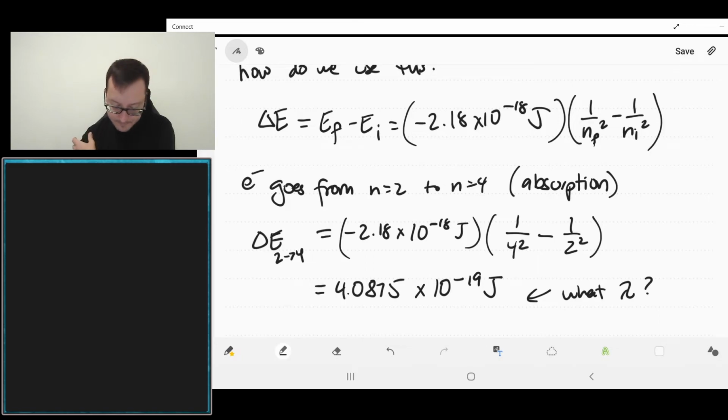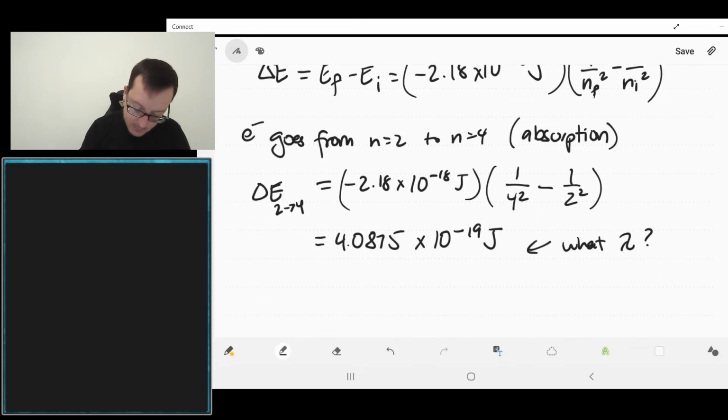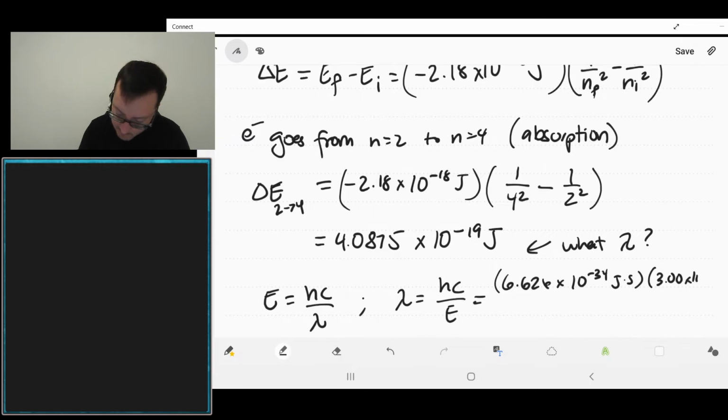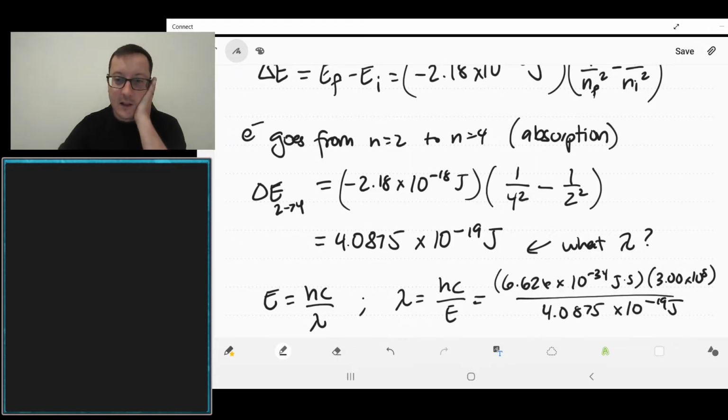If we do that, we have energy equals hc over lambda. So if we want to solve for lambda, lambda is hc over E, which will be all of our lovely constants, speed of light, and then our energy here, 4.0875 times 10 to the negative 19 joules. Lots of fun with exponents on our calculators today, isn't it?